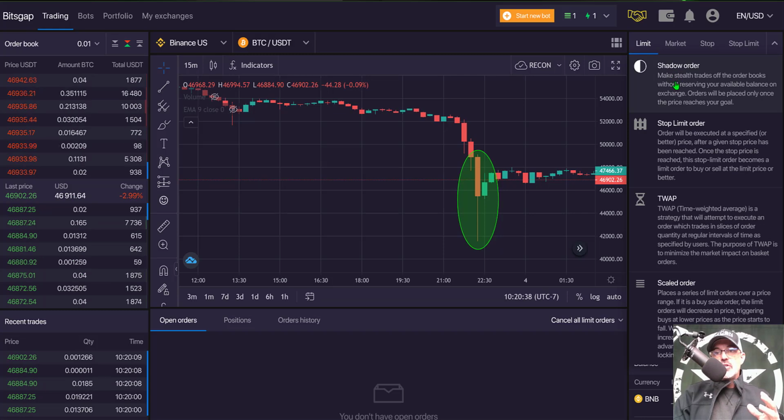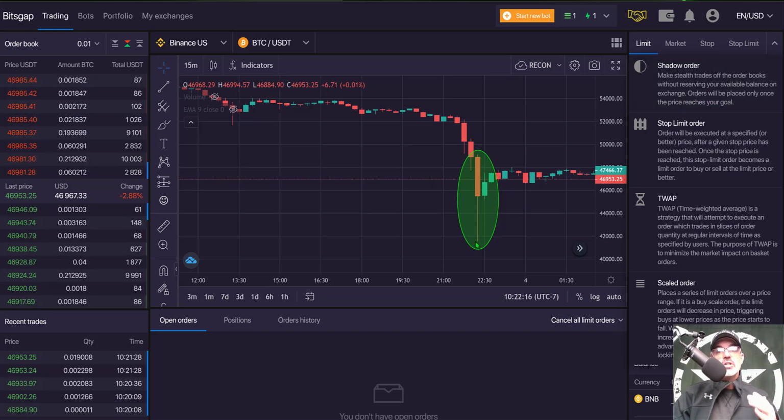One of the advantages of using the shadow order to buy Bitcoin flash crashes, when the price dips way down and then bounces right back up, is that the shadow order basically makes stealth trades off of the order book itself without reserving any available balance on my exchange. So I would actually still have access to the funds, and that is how the shadow order operates. It will place the order only once my price target has actually been hit.